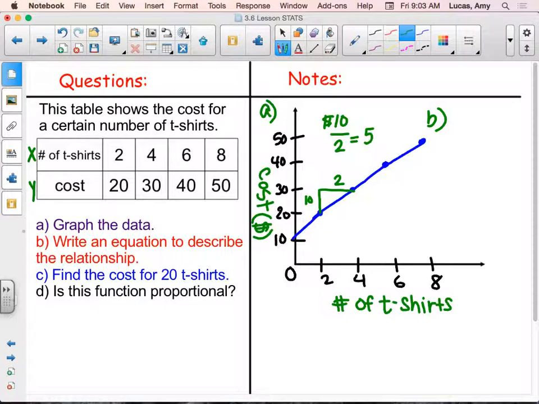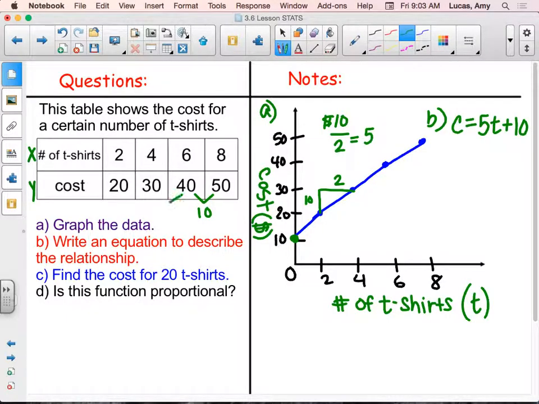So I've got my independent variable, cost, so I can use C equals. My rate of change is 5, and t-shirts I can use T, plus I need to figure out my intercept. Now, because I graphed this, my line isn't looking the greatest. It looks like it's about 10, so I think it's 10. If I go to my table, I'm wondering if my table can help me.